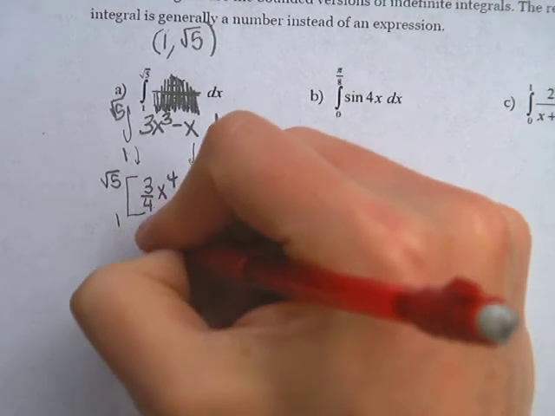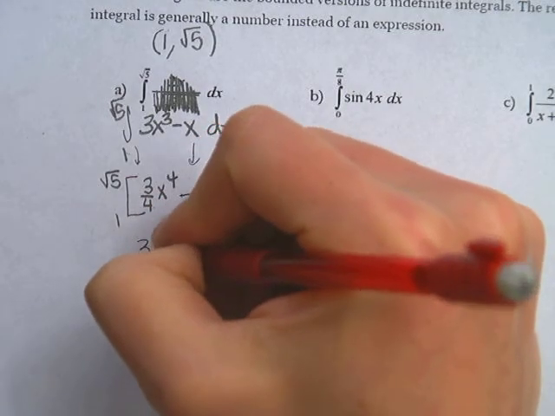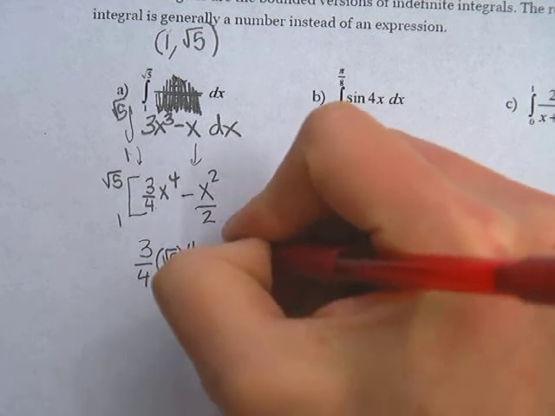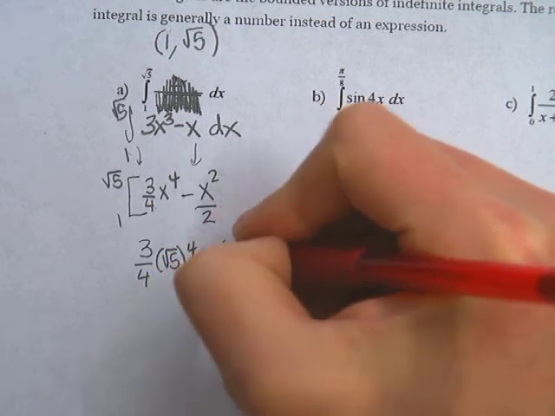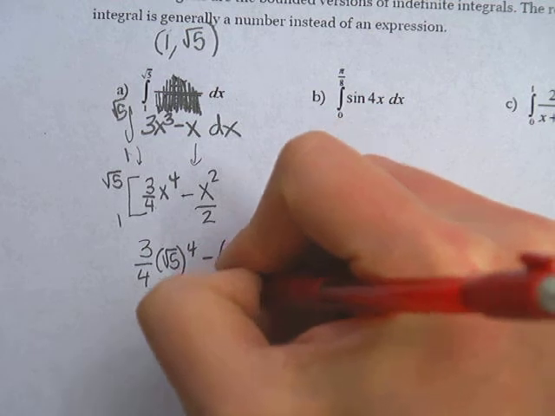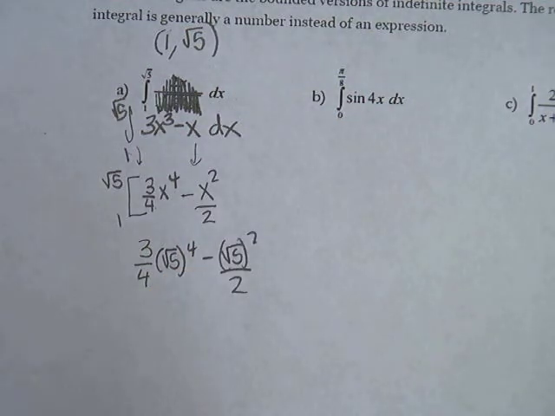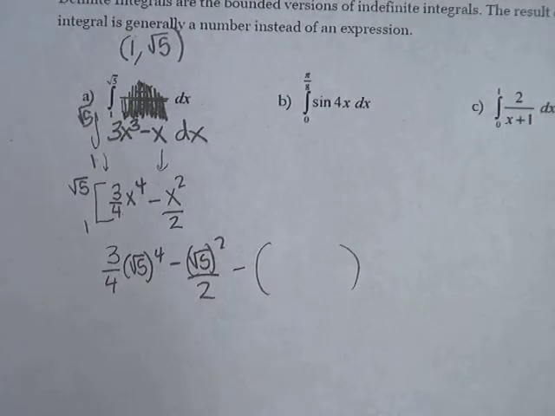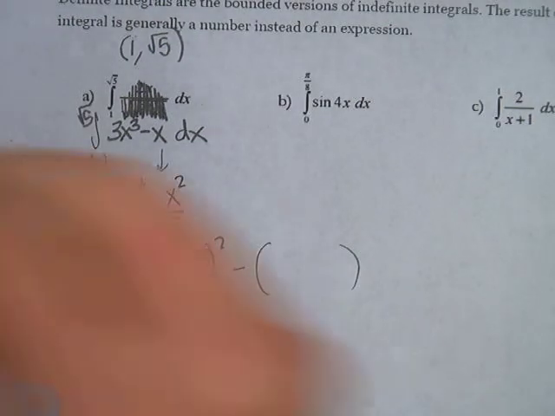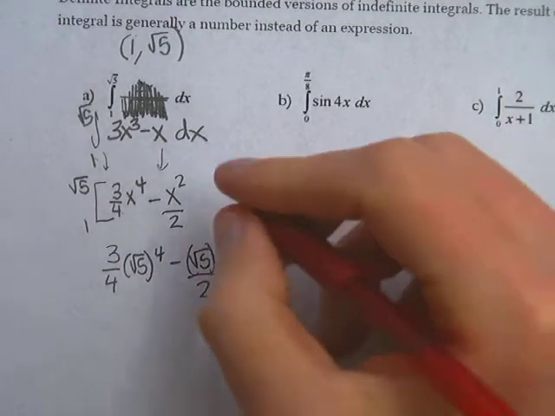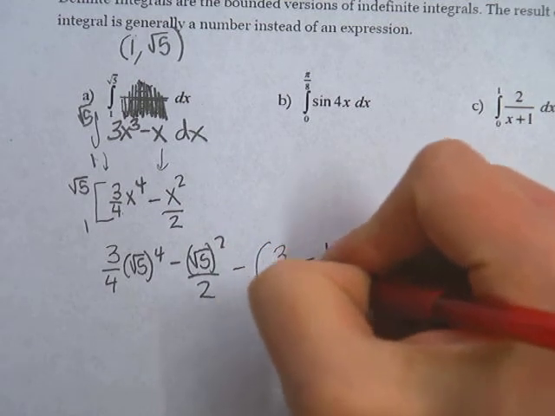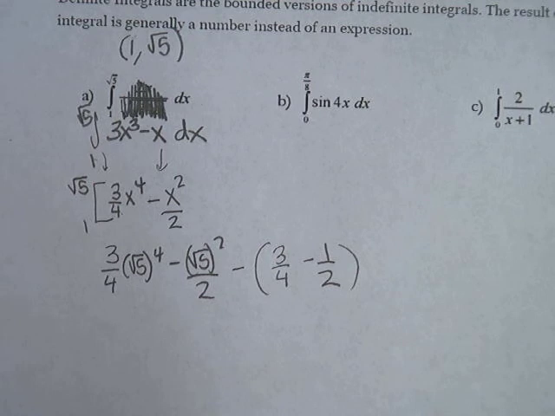So I'm going to get 3/4 square root of 5 to the 4th minus the square root of 5 squared over 2, minus, and this is that big point I was talking about where you have to use the big parentheses, minus the 1 plugged in to this stuff, which is just going to be 3/4 minus 1/2. Plugging in 1 is pretty nice.